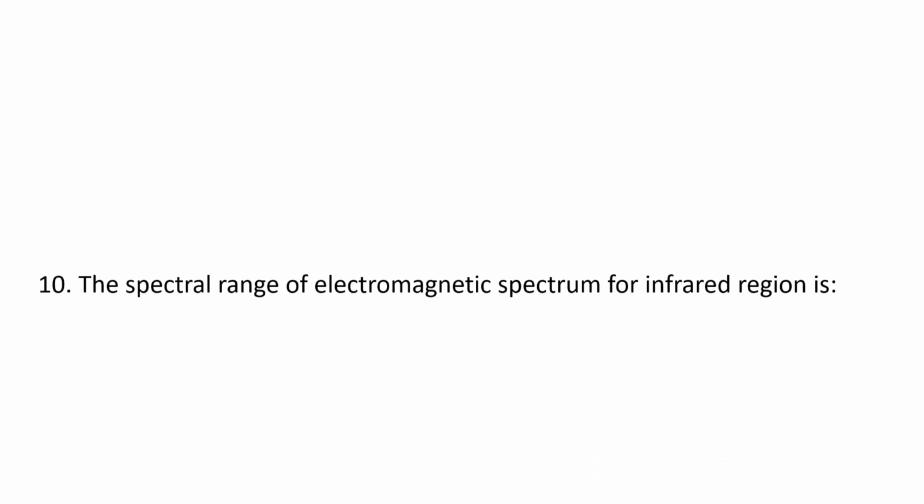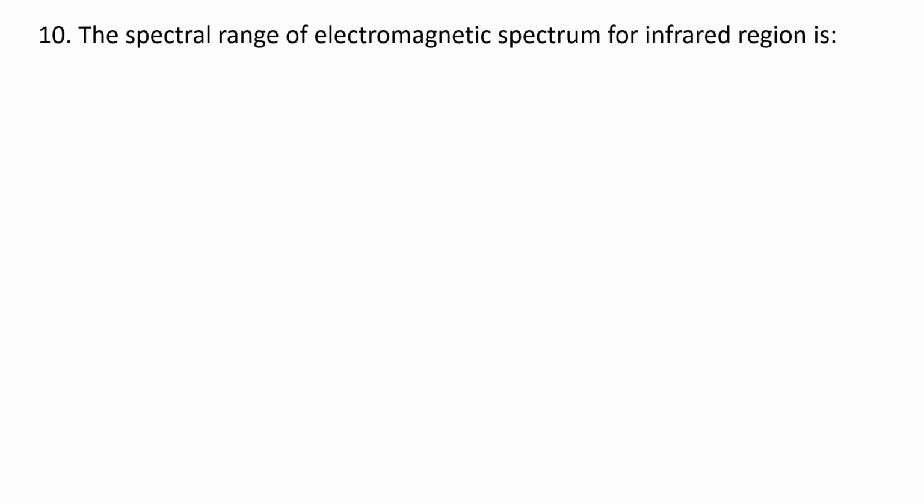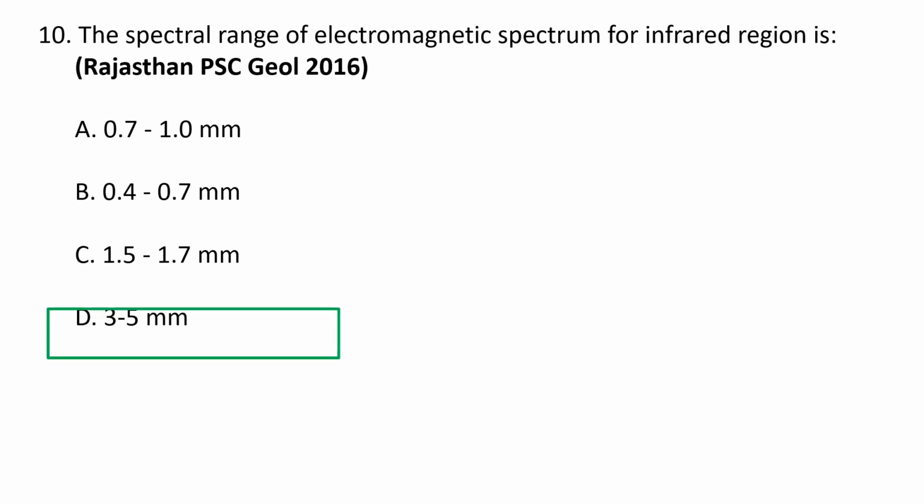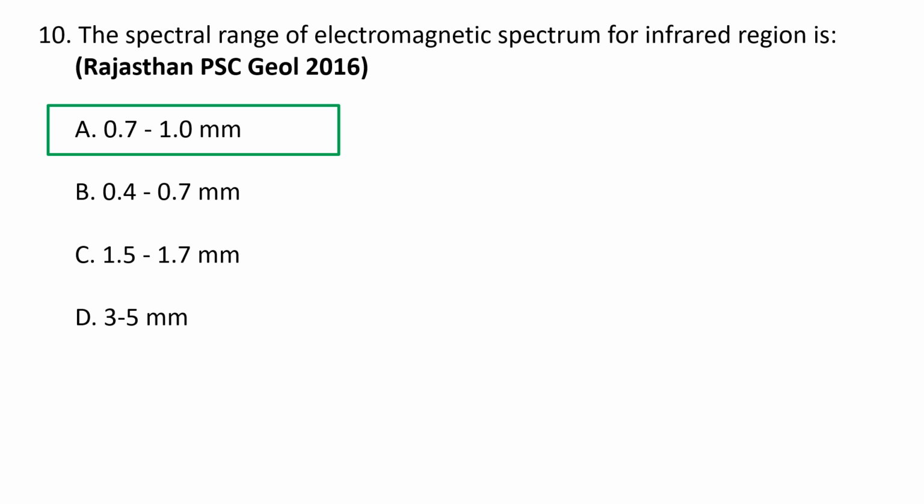Next question. The spectral range of the electromagnetic spectrum for the infrared region is A. 0.7 to 1 millimeters, B. 0.4 to 0.7 millimeters, C. 1.5 to 1.7 millimeters and D. 3 to 5 millimeters. The spectral range of the electromagnetic spectrum for the infrared region is 0.7 to 1 millimeters. Infrared radiation is also known as thermal radiation. It is the band in the electromagnetic radiation spectrum with wavelengths above visible red light, between 780 nanometers and 1 millimeter.